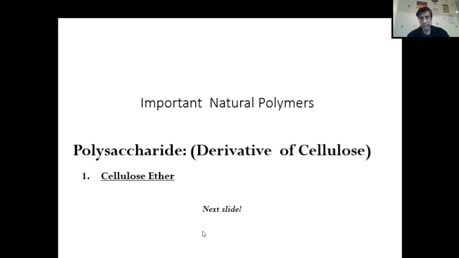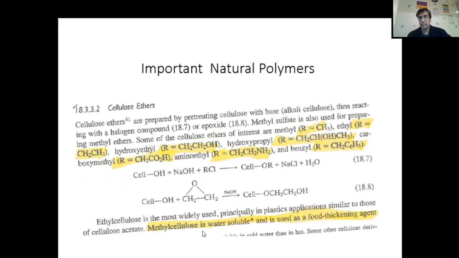Now cellulose ether, next one. We want to show how the ether will be formed. These are the different reagents that can be used. I will concentrate only on the cellulose ether, how to form it.